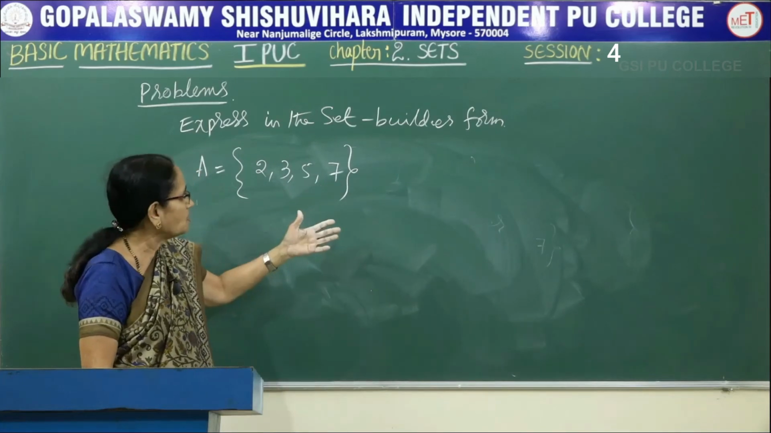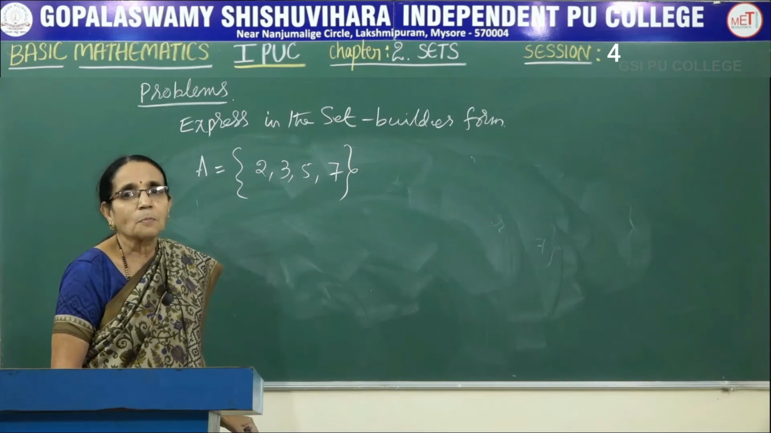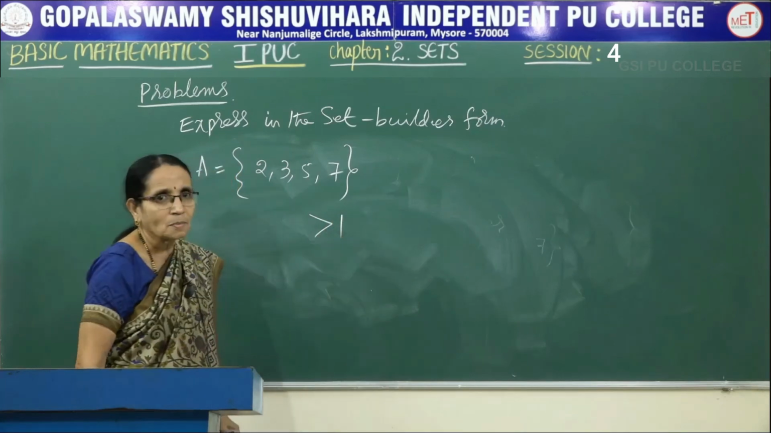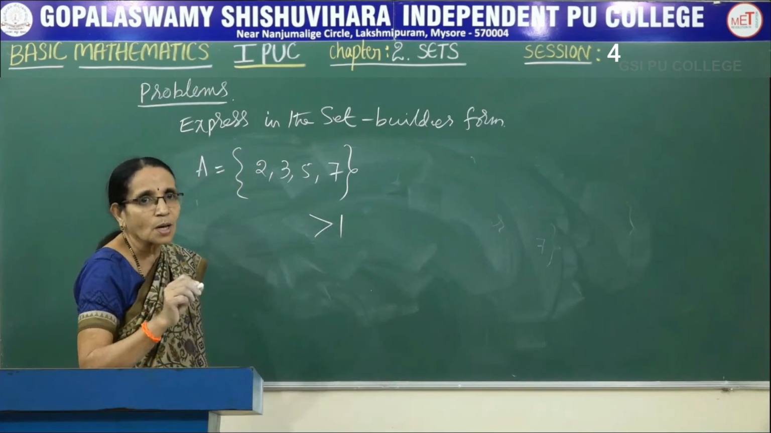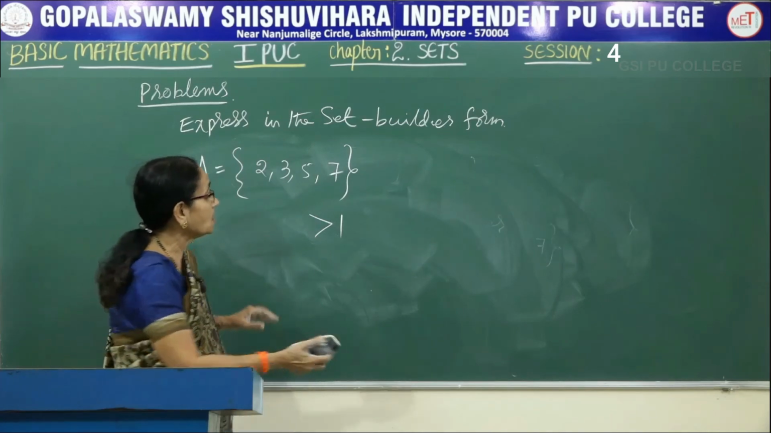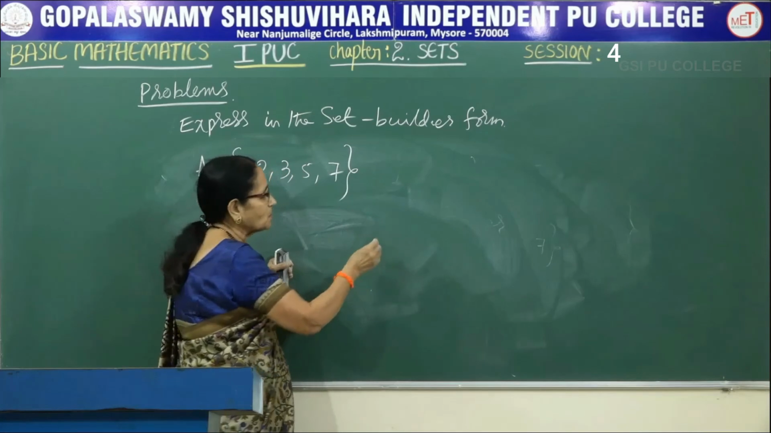But look at the numbers 2, 3, 5, 7. In one of the previous problems, I mentioned the prime number. What do you mean by a prime number? An integer greater than 1, which can be divided only by 1 and itself, is called a prime number. And what are the initial prime numbers we can consider? Again, there are infinitely many prime numbers.